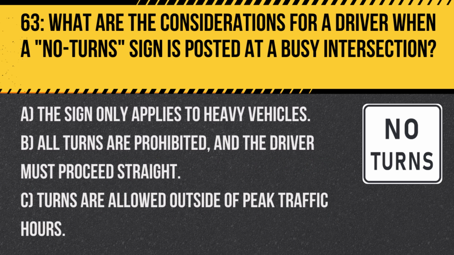Question 63. What are the considerations for a driver when a no-turn sign is posted at a busy intersection? A. The sign only applies to heavy vehicles. B. All turns are prohibited, and the driver must proceed straight. C. Turns are allowed outside of peak traffic hours. Answer. B. All turns are prohibited, and the driver must proceed straight. Compliance with this sign is crucial to prevent accidents and ensure traffic flow.